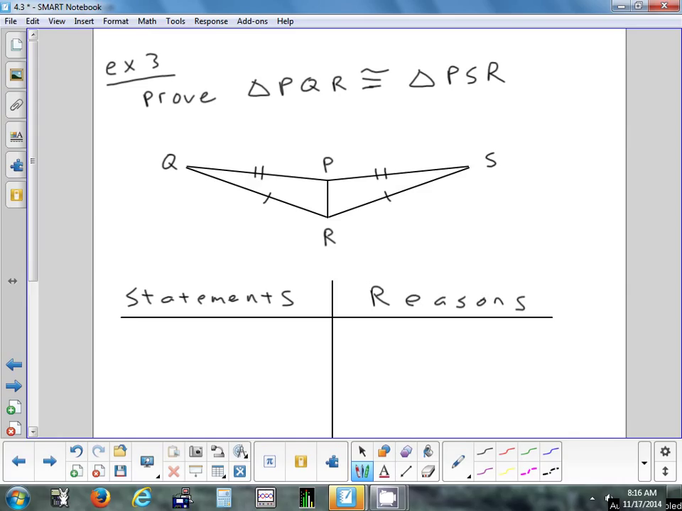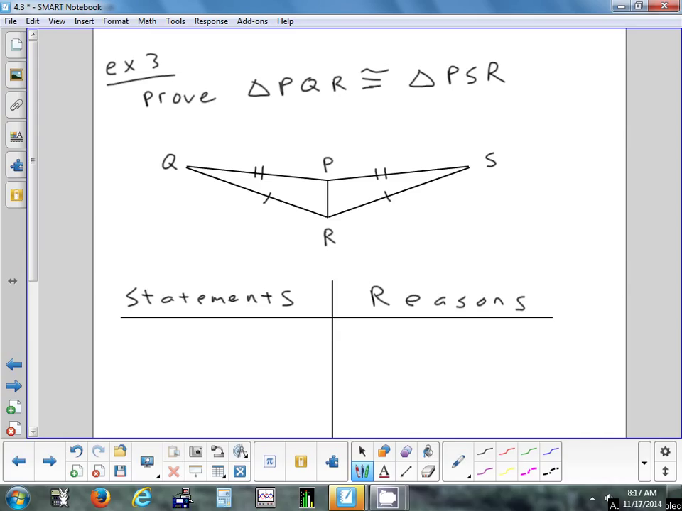Okay, sometimes it helps when you look at the picture to try to figure out which method you think you might use here. Does this look like it's going to be a side angle side problem or side side side? Which way do you think we're going to end up trying to prove that? Yeah? Yeah, we are going to use side side side.